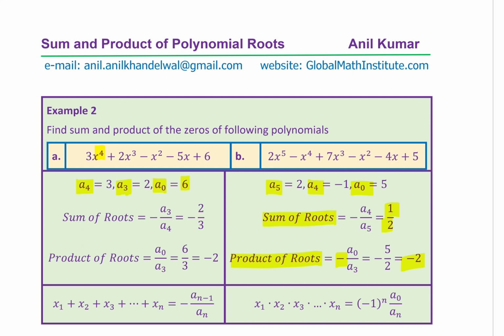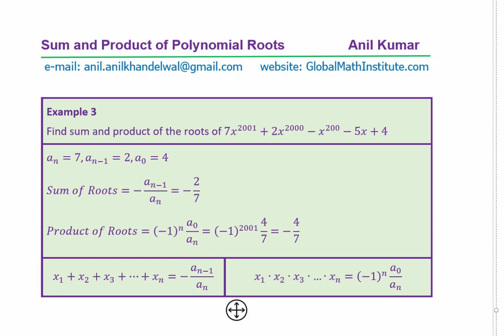Now, based on this, let's have another example. This example is slightly tricky. We need to find the sum and product of roots of this equation where the powers are like 2001, 2000, and so on. Have a good look at this polynomial. The polynomial here is 7 x to the power of 2001 plus 2 x to the power of 2000 minus x to the power of 200 minus 5x plus 4.